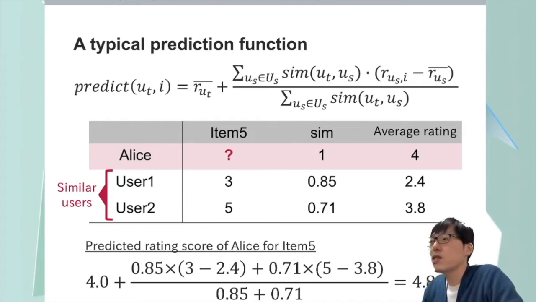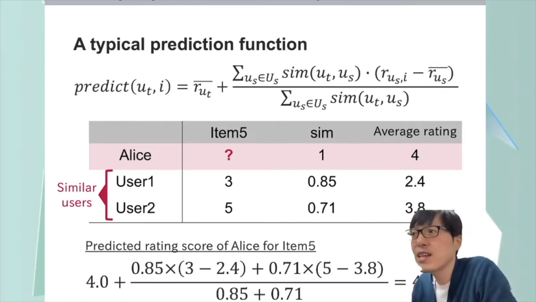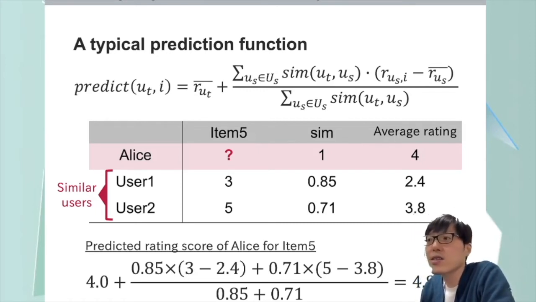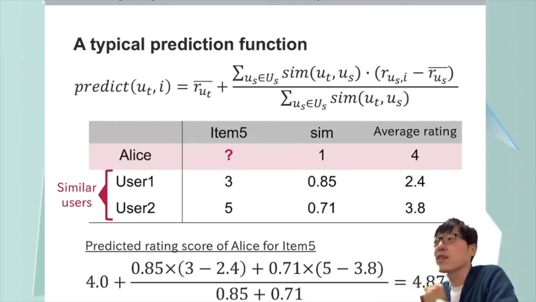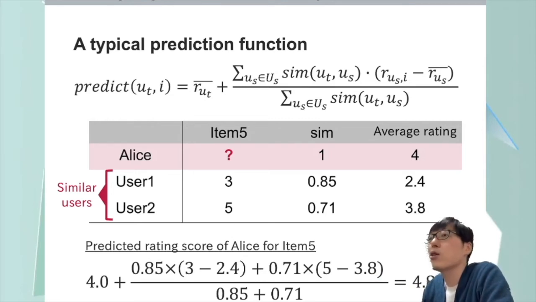So let's input this information into this formula. Okay? As a result, we have predicted that Alice would give 4.87 scores to item 5 through this formula. Okay? This is collaborative filtering. So in this example, we assume that user 1 and user 2 are similar users to Alice.